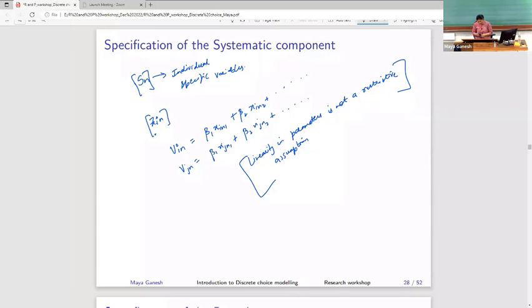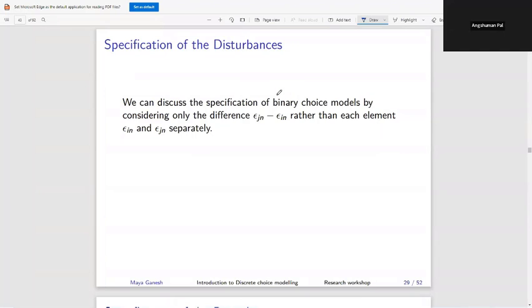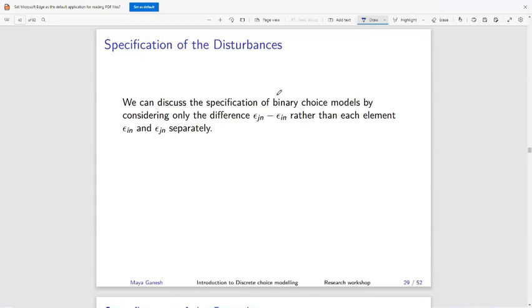About how we have the specification of the observable part, right? So now the next challenge in front of us is the specification of the disturbances. In some sense, it's actually the distribution of all the errors. But in this case, because it's only binary, only two choices, we can think in terms of the differences of the epsilon jn and the epsilon in. So how do we specify the appropriate distribution for these?